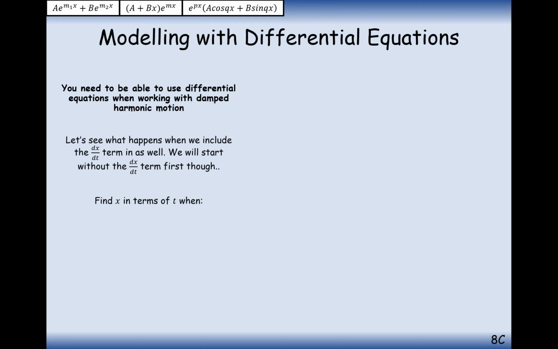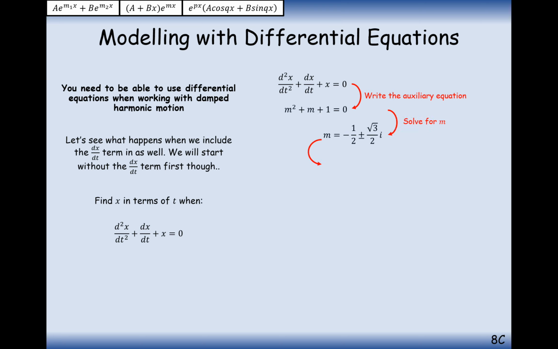There will always be oscillations in your motion, but really that doesn't happen. So let's include one dx by dt term inside our simple harmonic motion. That's going to relate to something to do with the speed of the particle. So write down the auxiliary equation again. It'll be m squared plus m plus 1 equals 0 this time, with roots of minus a half plus or minus root 3 over 2 i.